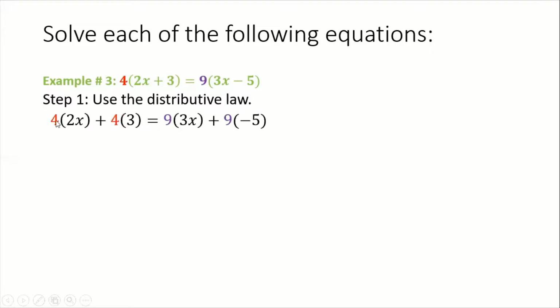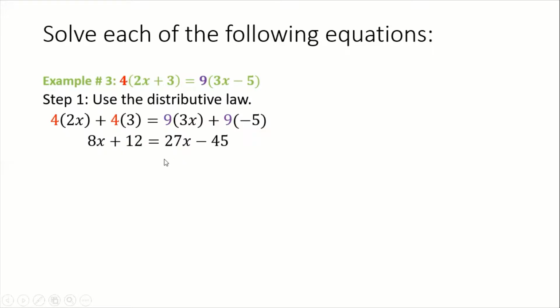So how are we going to represent this? We will represent this as 4 times 2x plus 4 times 3 equal 9 times 3x plus 9 times negative 5. At this stage, you are going to simplify. So note, 4 times 2x will give us 8x, and 4 times 3 will give us 12. 9 times 3x will give us 27x, and 9 times negative 5 will give us negative 45.